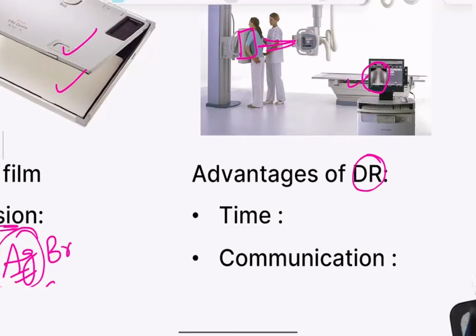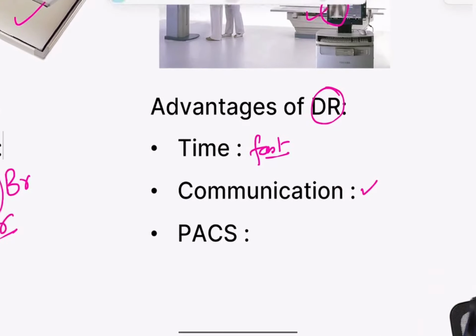So the advantage with DR is it is very fast, because it is a digital image. You can share it with anyone, right, sitting across the seas as well. So the communication is possible. And intra-hospital you have something called PACS. What is the full form of PACS?